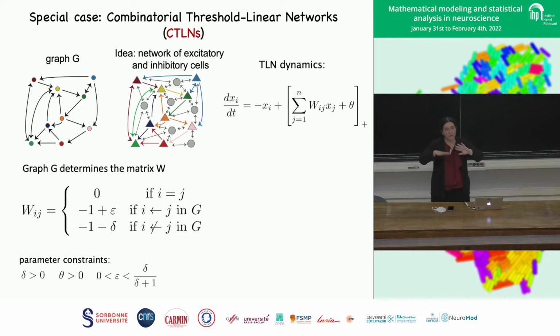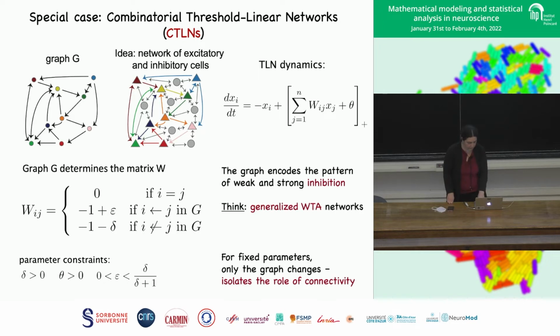And so you really should think about the graph as encoding the pattern of weak and strong inhibition. Okay, when there's an edge, it's a weaker inhibition. When there's not an edge, there's the strong, just the background strong inhibition. And weak versus strong is determined with the reference point, which is the self-inhibition from the leak term.